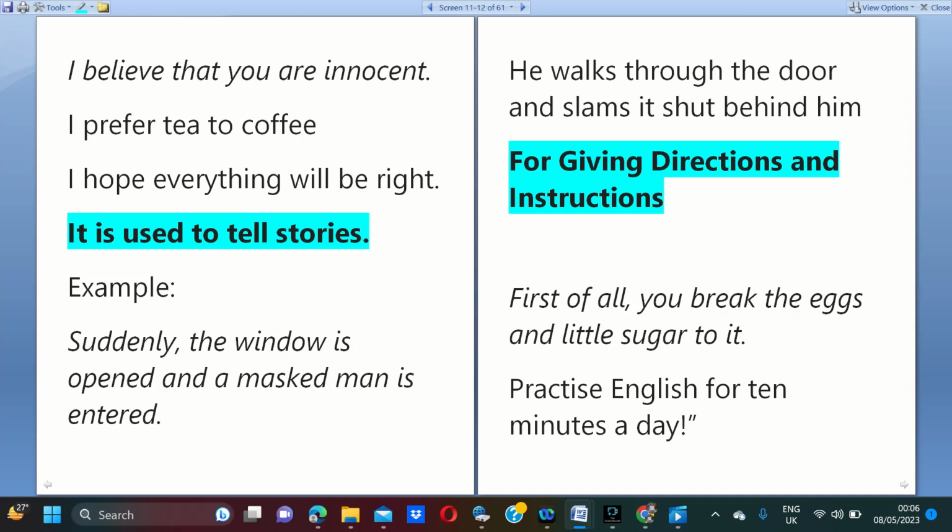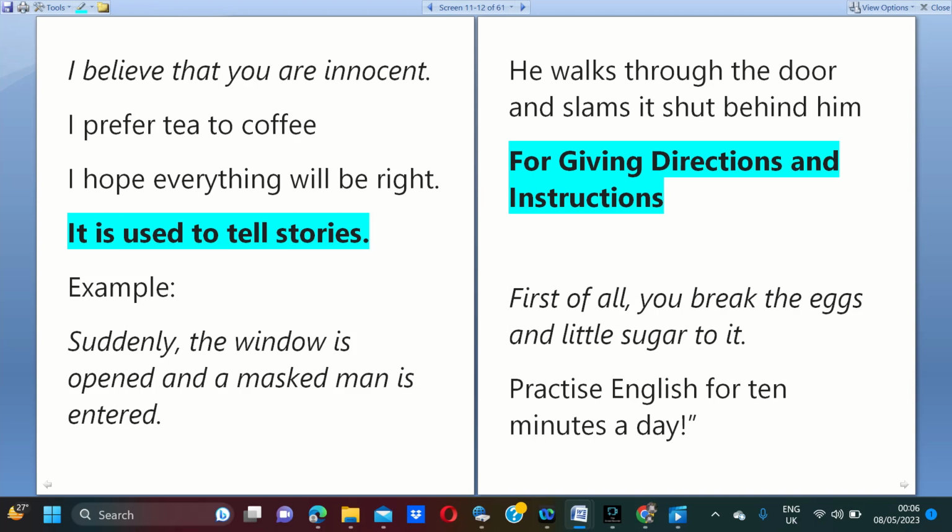Next, it is also useful to give directions and instructions. First of all, you break the eggs, add a little sugar to it, practice English. Giving directions and instructions, they begin with the verb directly. Here, they come under imperatives. We use imperatives to give directions and instructions.